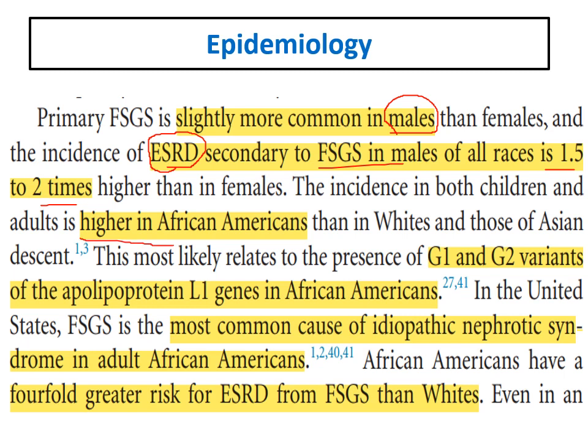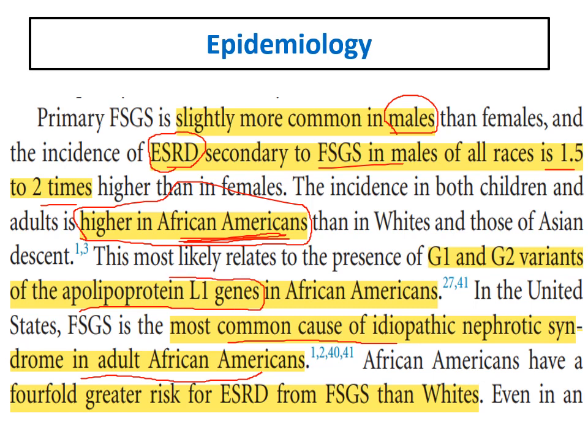What is very, very important, that you shouldn't forget, is that focal segmental glomerulosclerosis is much more common, with a much worse prognosis, in African Americans. The most common cause of nephrotic syndrome in adult African Americans is focal segmental glomerulosclerosis. This is very important, and this is a characteristic. It is believed that this much higher incidence is due to mutation in the apolipoprotein L1 gene.